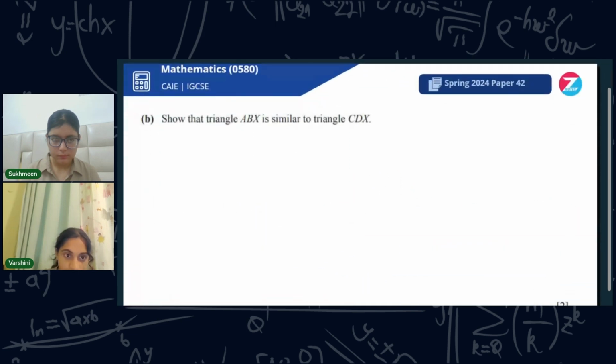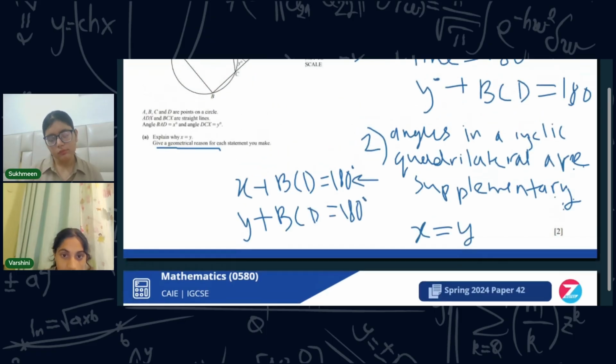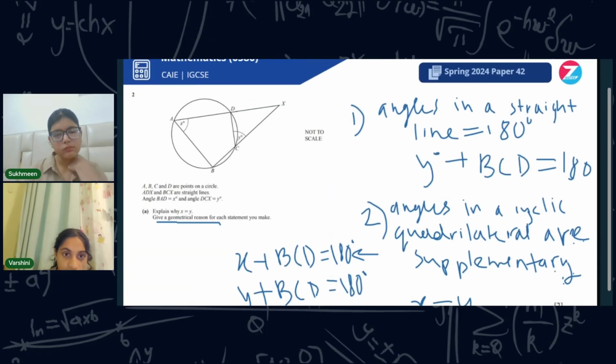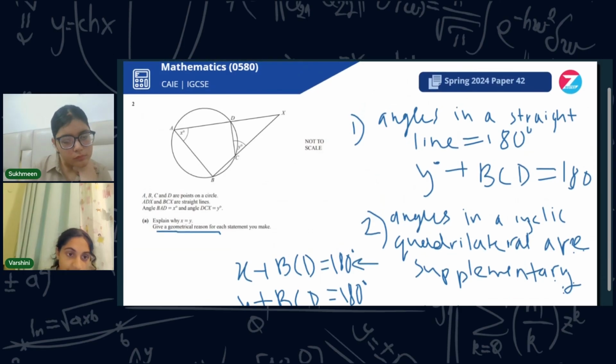Okay, for the next question. Show that triangle ABX is similar to triangle CDX. So let's look at these two triangles over here. ABX is this triangle, and CDX is this triangle. First, we need to show that two angles are the same, which would also mean that three angles are the same.